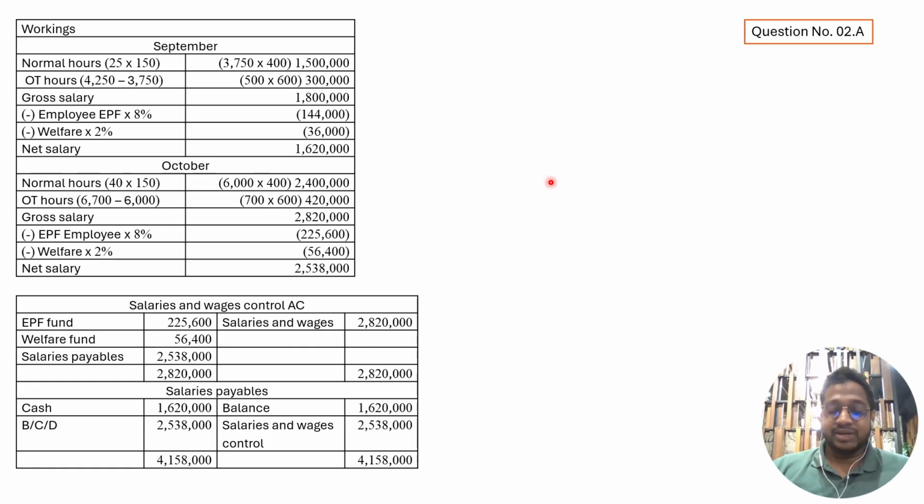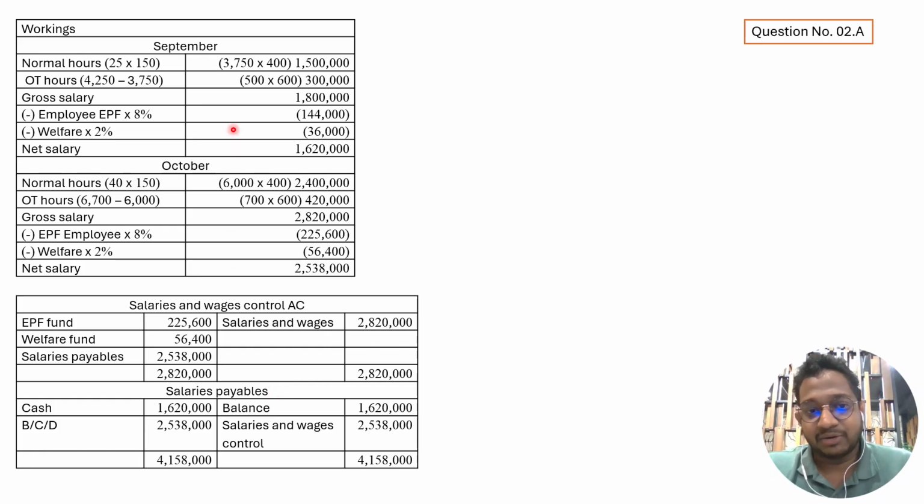And from the employee's gross salary, 8% is deducted for EPF and 2% is deducted for welfare. And the net salary for the current month is paid to the employees on the 10th of the following month. So this month's salaries you are paying next month, right? So we need all 2 months here to prepare the salaries payable account. In the salaries payable account, there should be a credit side balance. What is that? The September net salary payable, right?